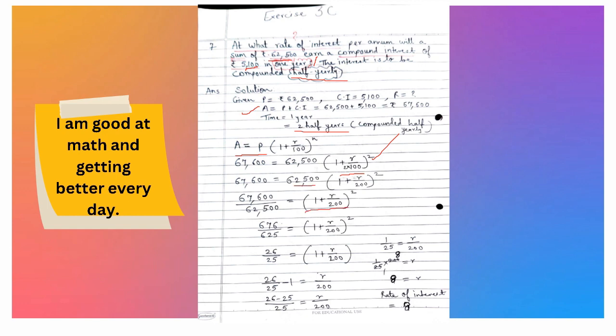This is multiplied here, no children, so I will shift this to the left hand side. When I shift to the left hand side, it should be divided: 67,600 divided by 62,500. In that case you have to find out how you will reduce this. To reduce this, I will just cancel these zeros. So I'm left with 676 upon 625 is equal to 1 plus r upon 200 whole raised to 2.